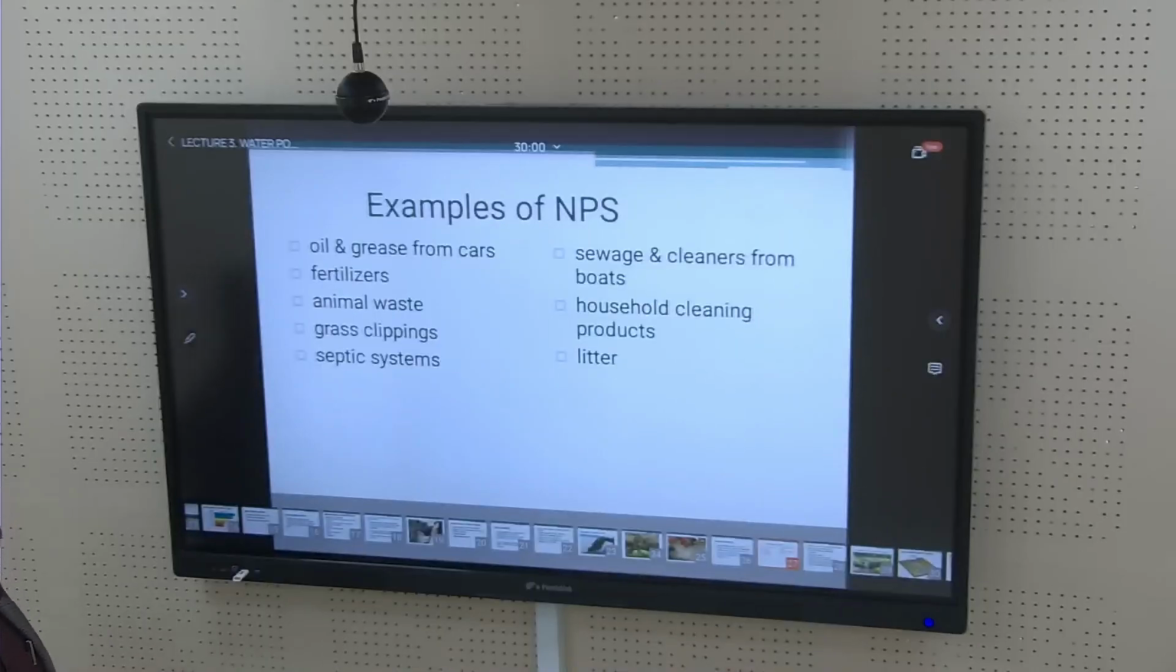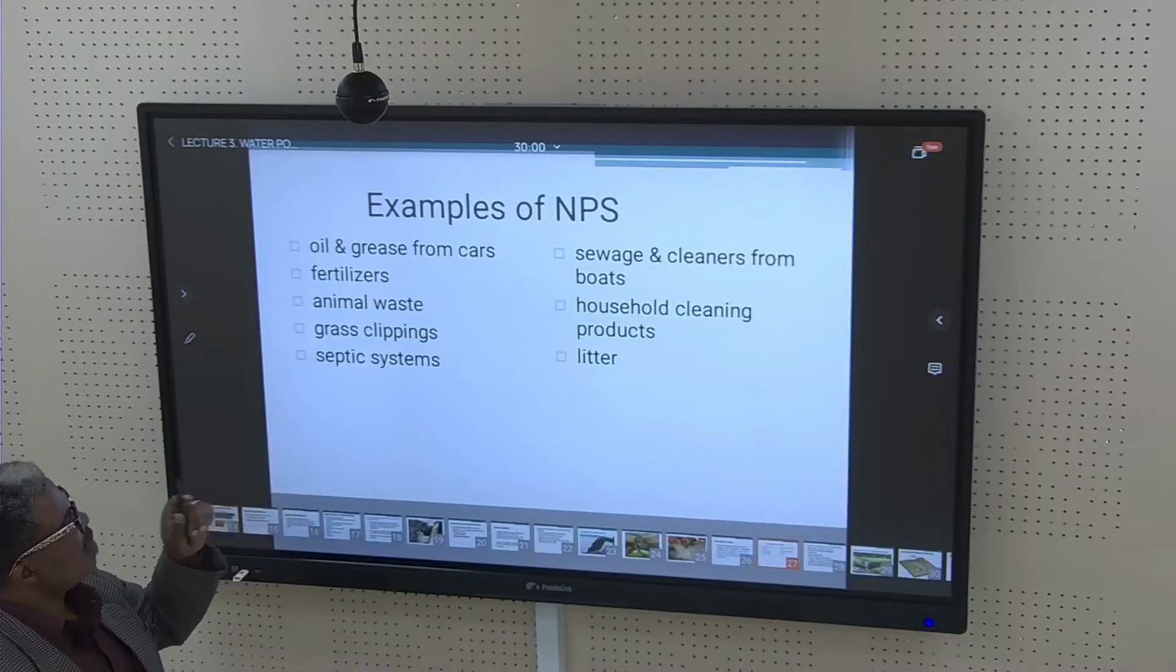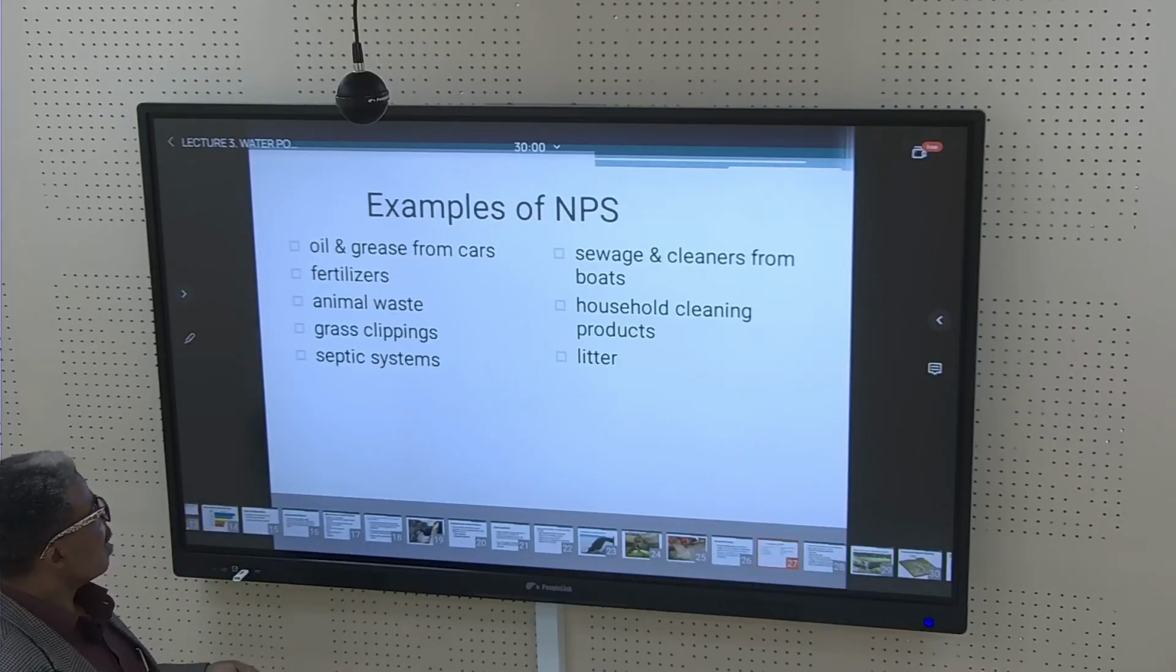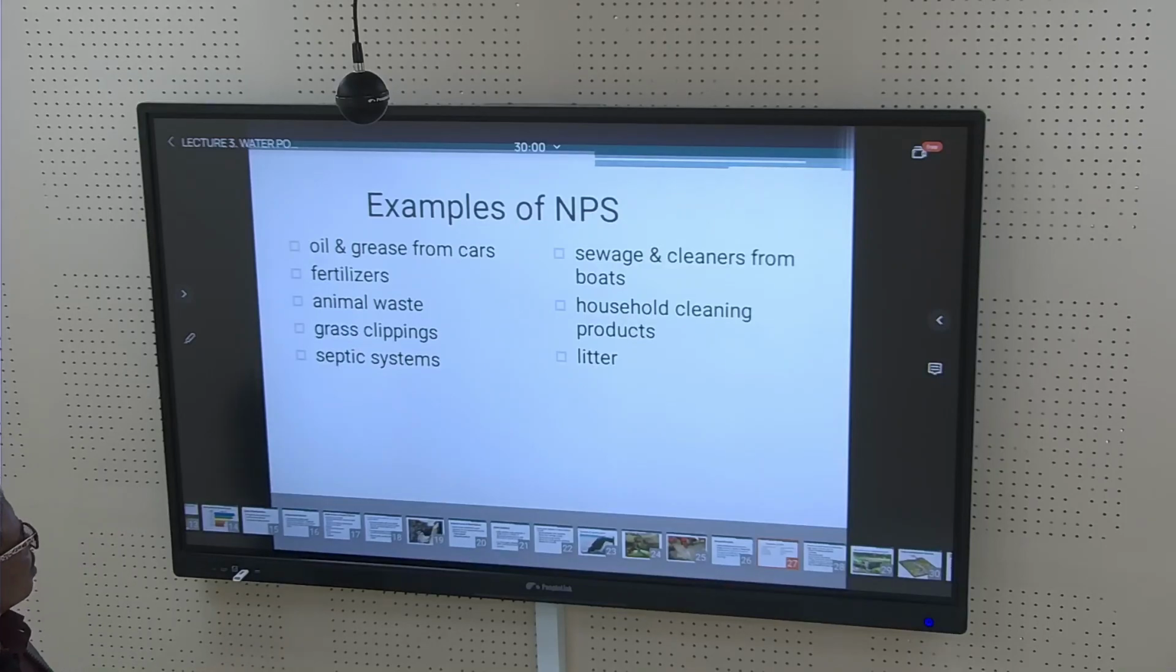Examples of non-point source, NPS: oil or grease from cars, and these cars are mobile, mind you. Fertilizers, that means from plantations. Animal waste from animals kept on different grounds. Grass clippings, septic systems that are leaking, and you cannot trace where they are leaking. Sewage, cleaners from boats, household cleaning products, or litter. So these are a few examples of non-point sources of water pollution.